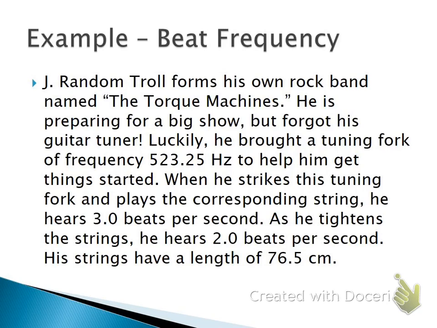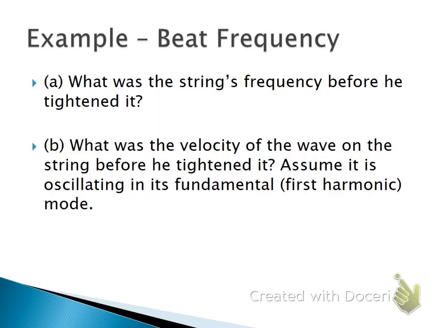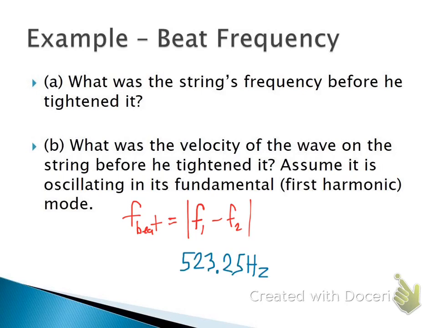If his strings have a length of 76.5 centimeters, what was the string's frequency before he tightened it? And what is the velocity of the wave on the string before he tightened it? All right, the beat frequency is simply the difference between the two source frequencies. I know that the tuning fork was tuned to 523.25 Hertz, and I know the beat frequency before he tightened it was 3 Hertz. But here's the problem.